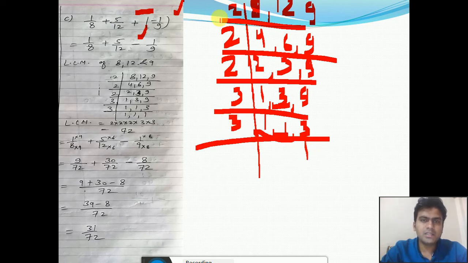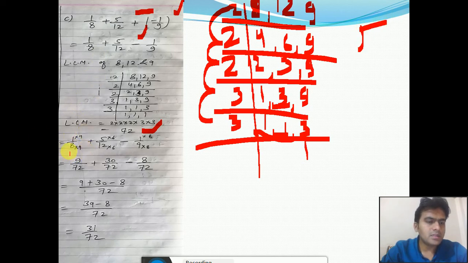So the LCM of 8, 12 and 9 equals 2 2s are 4, 4 2s are 8, 8 3s are 24, 24 3s are 72. So now make 8 as 72. How to make it? Read the table of 8. 8 9s are 72. So multiply the numerator and denominator by 9. Now 12. 12 6s are 72.